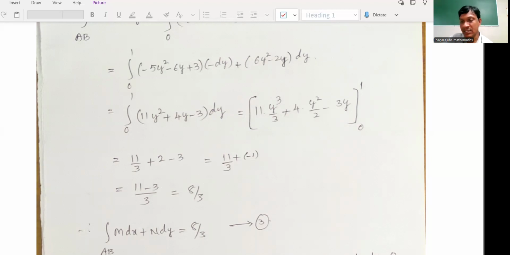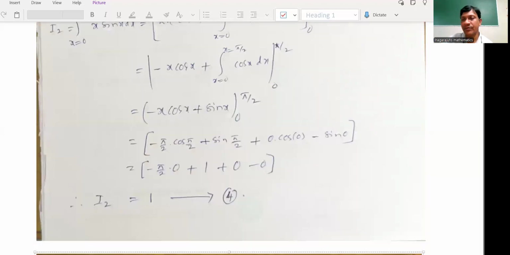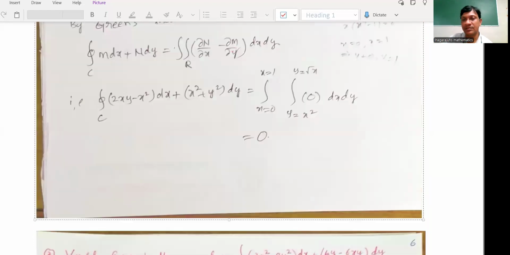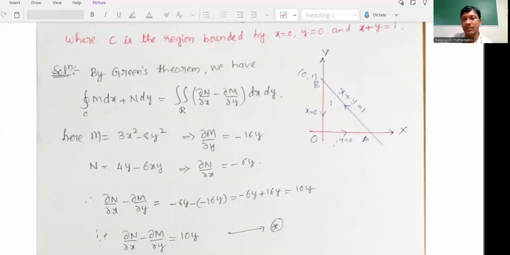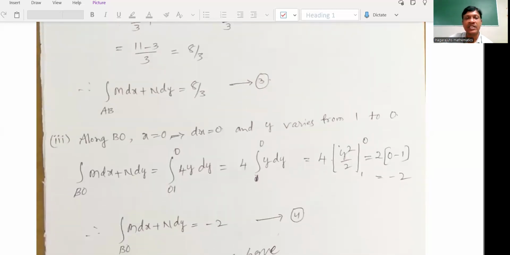Let this be equation number 3. Next, we have to find the integral along BO. Along this path, x is equal to 0, so that is completely the y-axis, and dx is also equal to 0. And y varies from 1 to 0. Substituting x equal to 0 and dx equal to 0, the first term is equal to 0. In the next term, substitute x equal to 0.